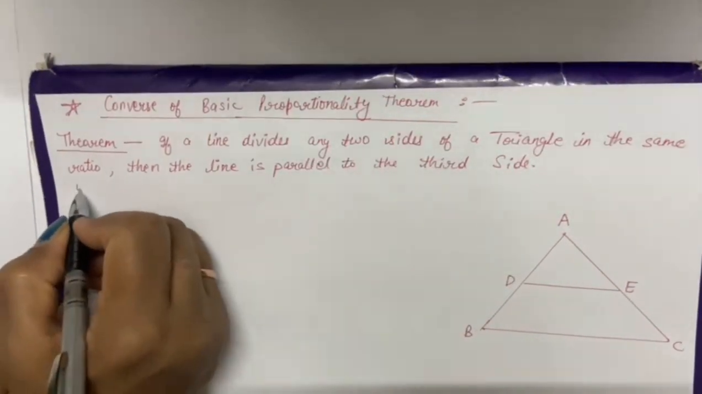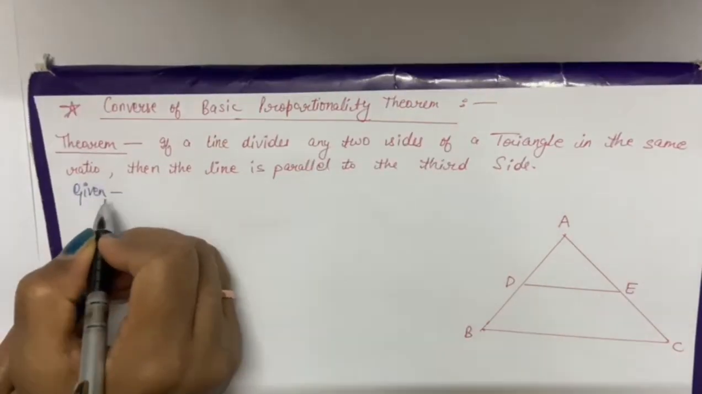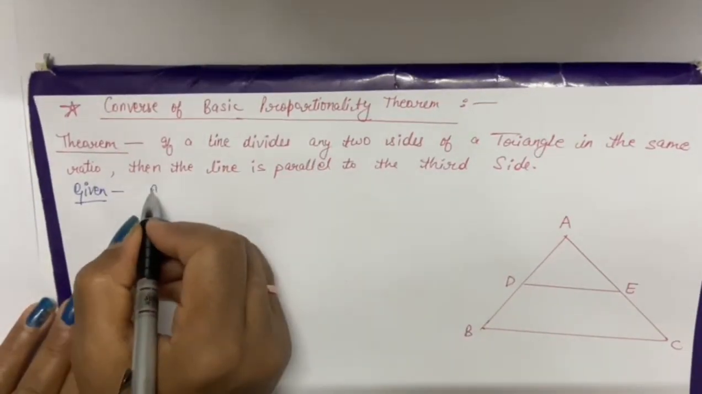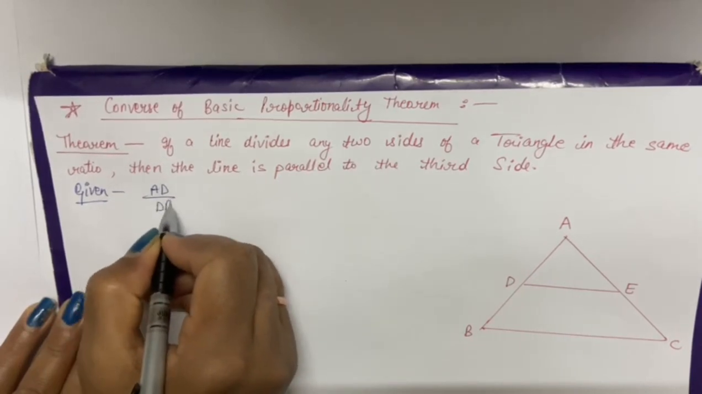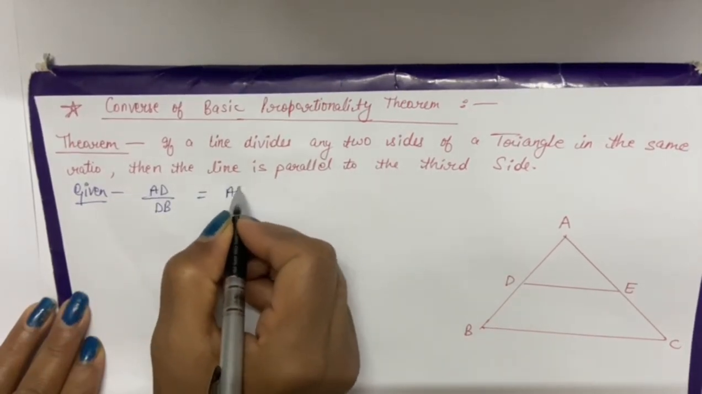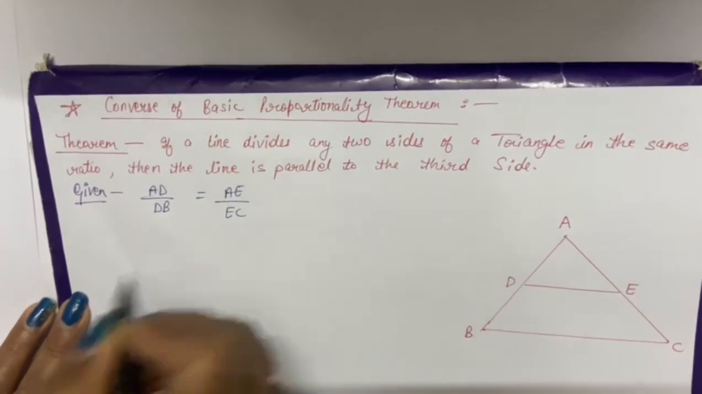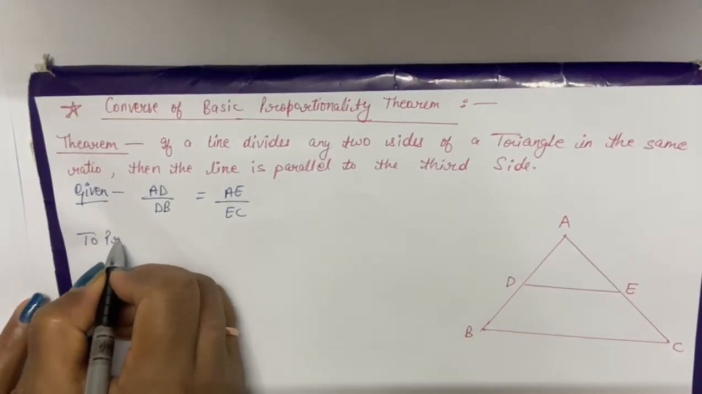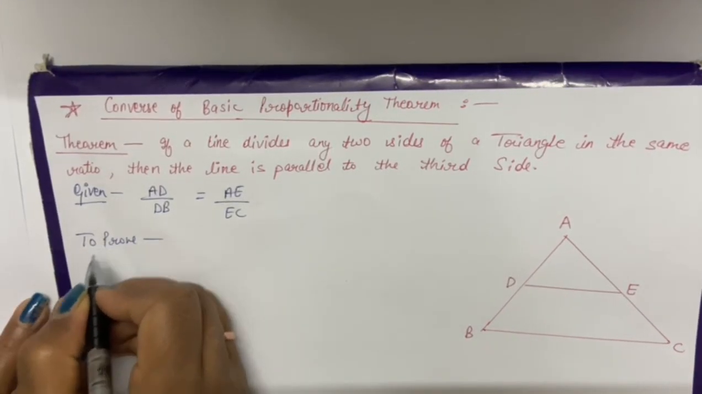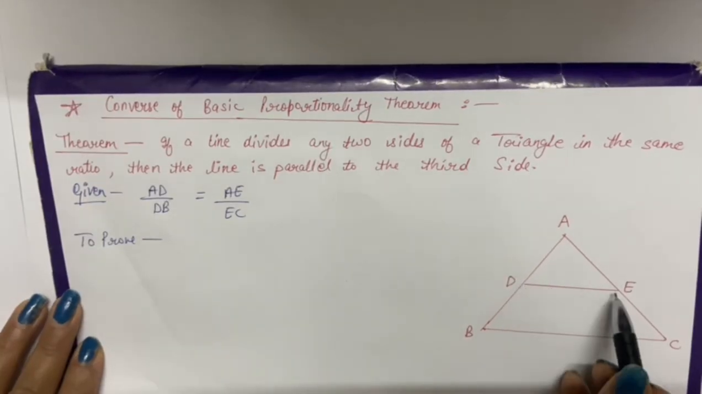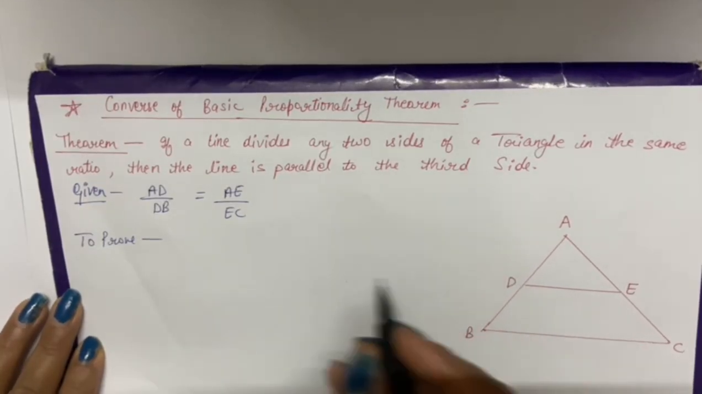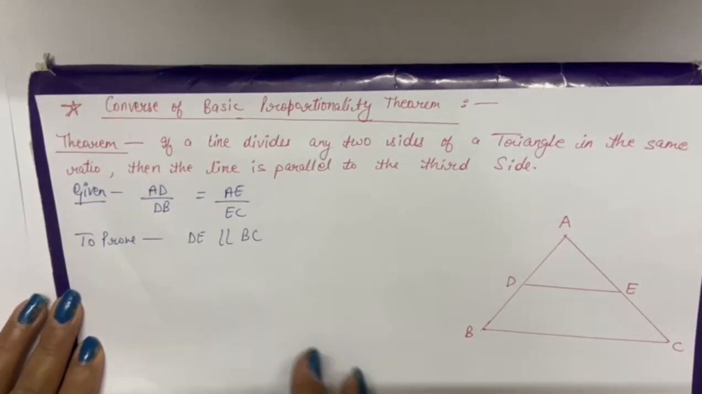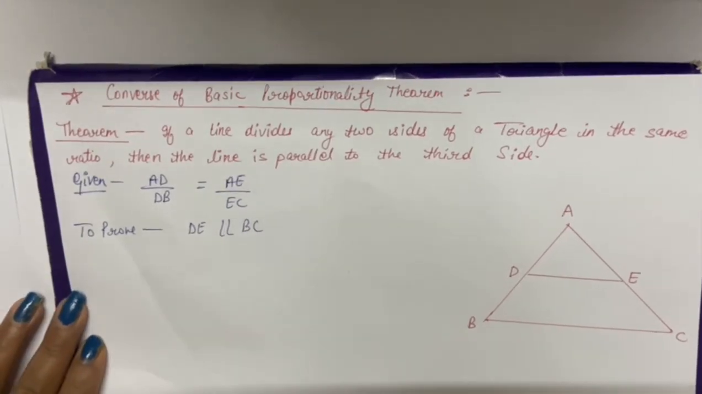Correct? So we will start from the given part. Given that the ratios are equal, we'll write the given part, AD by DB is equal to AE by EC. Now after the given part, we need to write to prove. So here we need to prove that this line segment DE is parallel to BC. So now we'll start the proof.